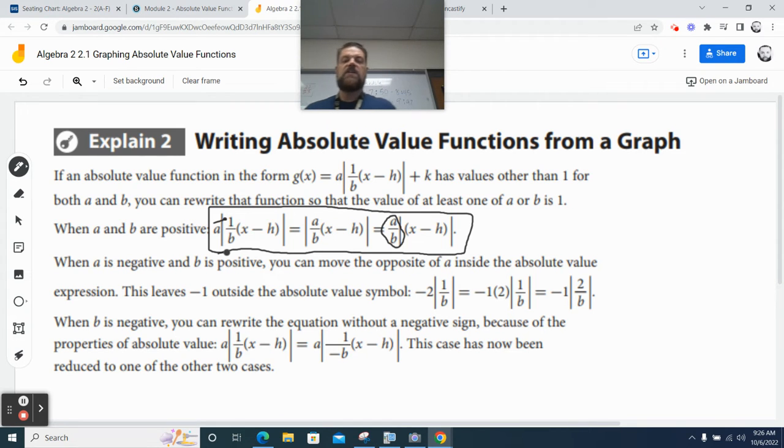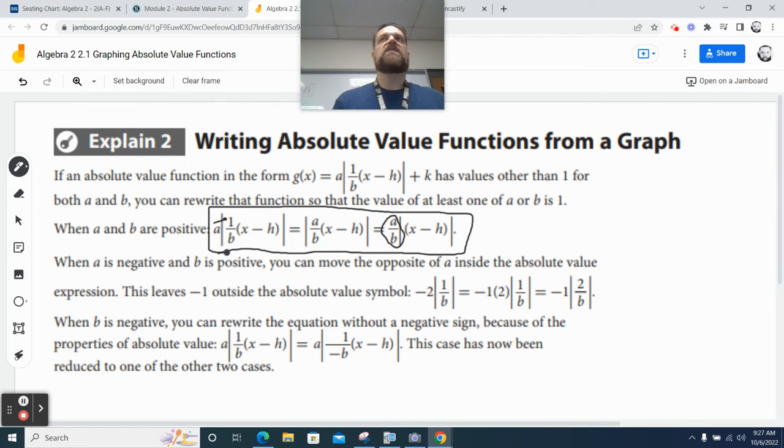If A is negative and B is positive, then obviously something has to be negative, but they both can't be negative. So you could just choose one or the other, right? One could be negative, in other words, the negative sign. And let me read this verbatim. It says when A is negative and B is positive, you can move the opposite of A inside the absolute value expression. This leaves negative 1, the absolute value symbol, and you can push the positive in. In other words, you're never going to push a negative value into the absolute value bracket.